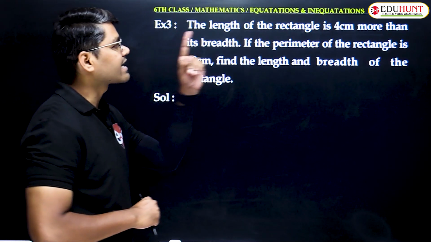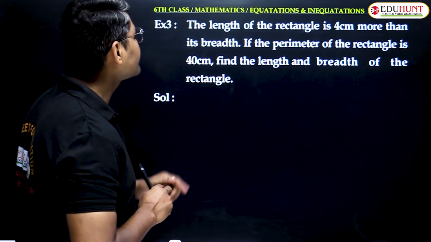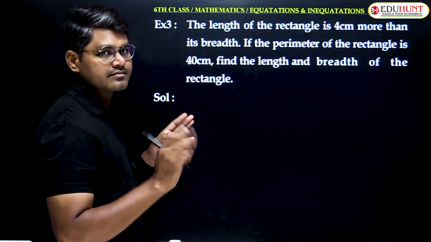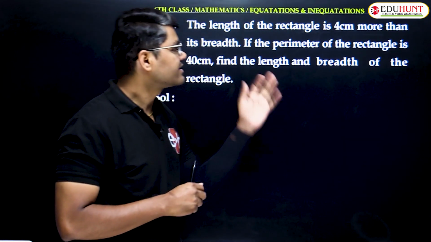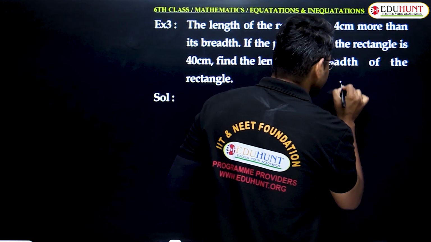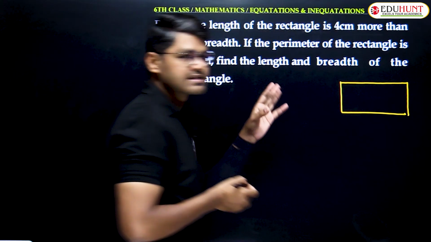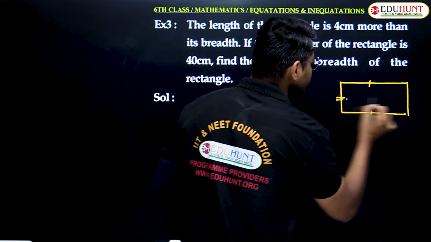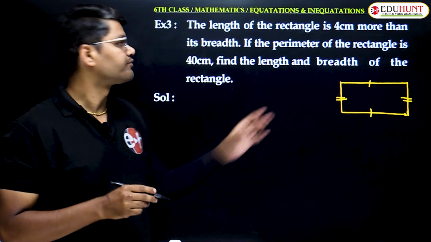The length of the rectangle is 4 centimeters more than its breadth. If the perimeter of the rectangle is 40 centimeters, find the length and breadth of the rectangle. First of all, whenever you see rectangle, square, triangle or any other figure, just draw the figure here. This is a rectangle. Opposite sides are equal in a rectangle. So, these two sides are equal and these two sides are equal. This basic point we should know.